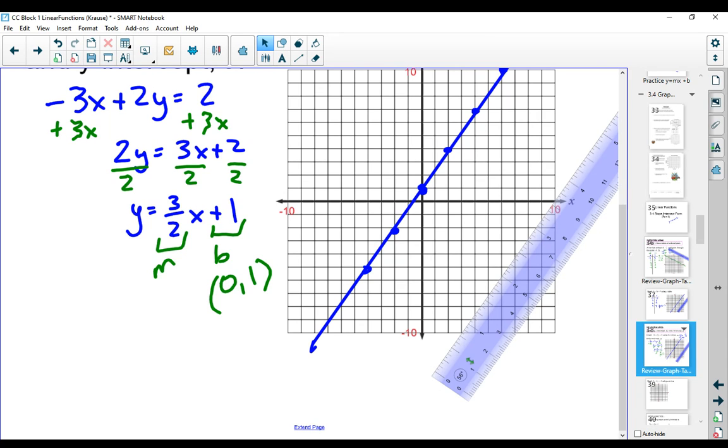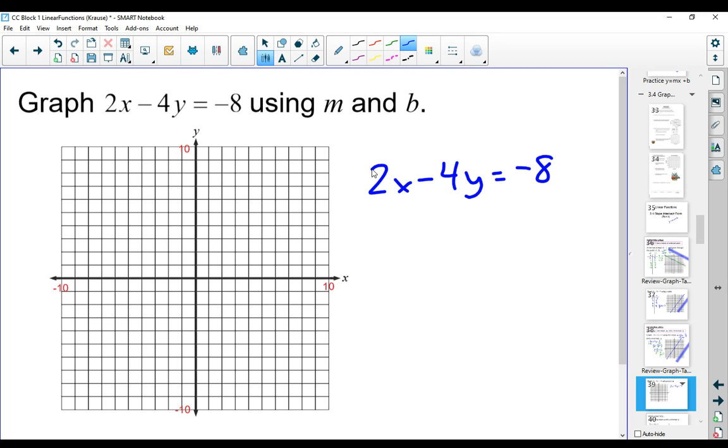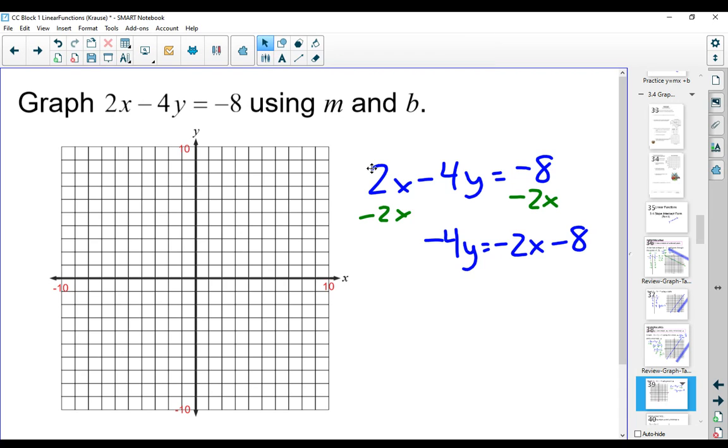So just try a couple more practice questions just to make sure that you're comfortable. Again, my preference is, if I was doing this, I'm not a big fan of doing tables of values, so I'd probably go with the slope-intercept form. But both methods work, and one is a good check for the other. So if I've got 2x minus 4y equals negative 8, first thing I'm going to do is rearrange my equation. Subtract 2x, subtract 2x, gives me negative 4y equals negative 2x minus 8. Again, make sure you're paying attention to your symbols. It's very easy to lose a negative.